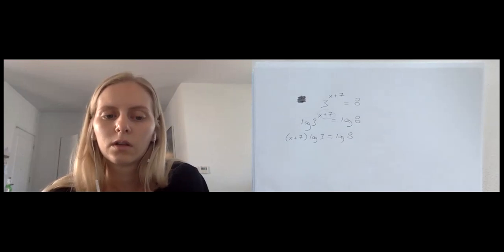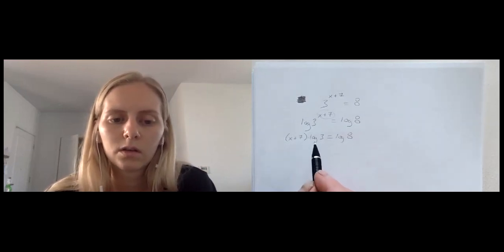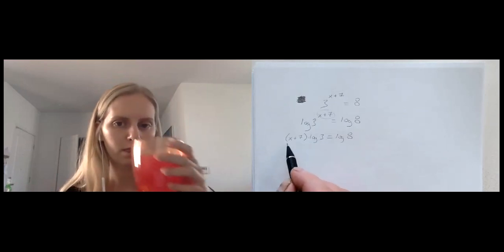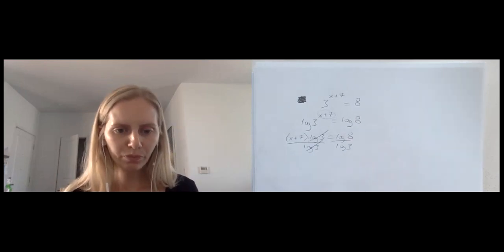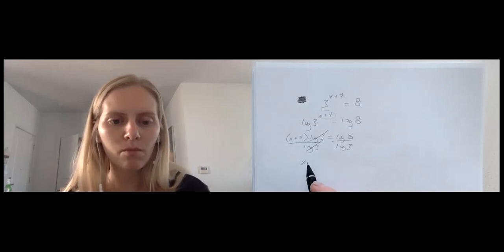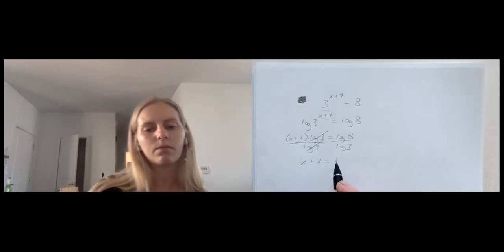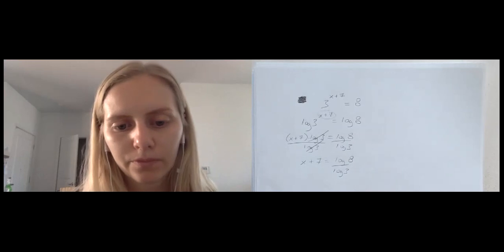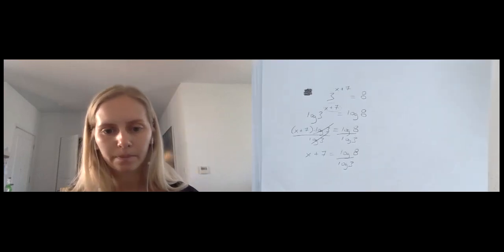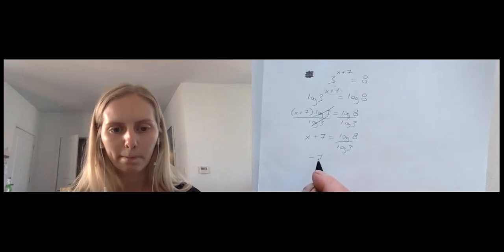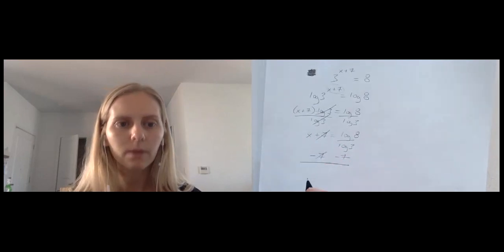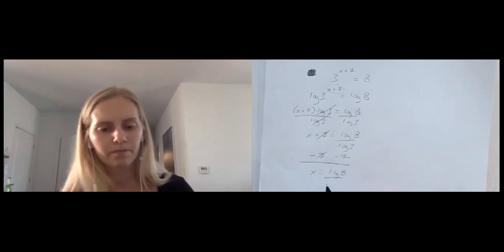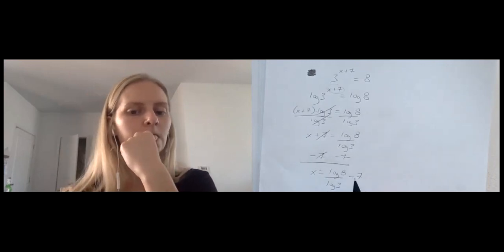Oh, okay. And then my next step, I'm going to divide by this log 3 right here. Mm-hmm. So I'm going to divide this side by log 3, divide this side by log 3, just like a little bit of algebra. And that gives me x plus 7 equals log base 8 divided by log base 3. Mm-hmm. And all I got to do is take away 7 right there. So minus 7. And I'm recording all this on Zoom too. We'll see if I could send you the Zoom recording or how that works. I'm not sure. Okay. But this gives me log 8, log 3 minus 7 right there.